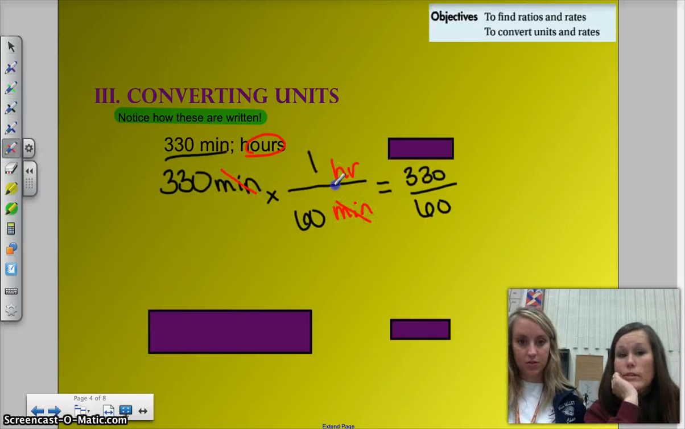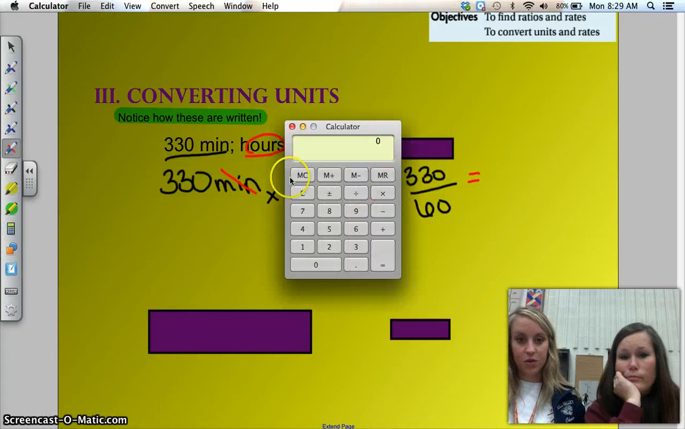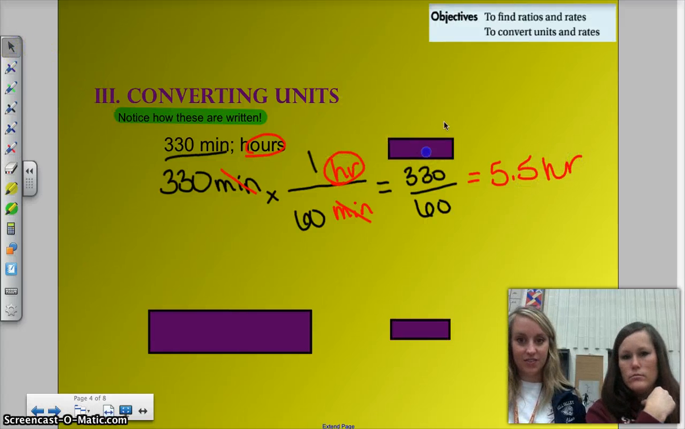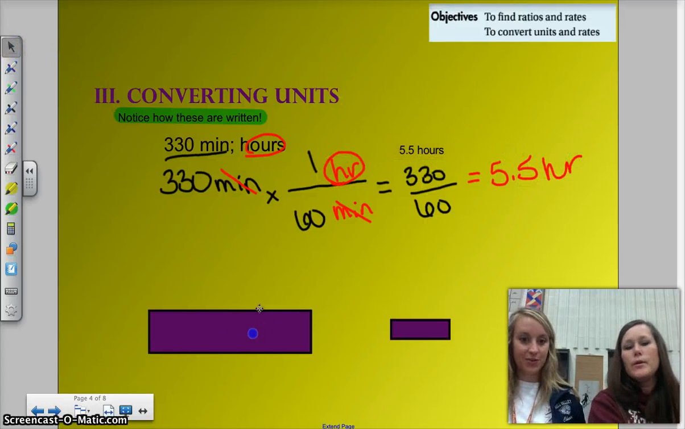Cancel those labels. You're left with hours. So we are looking for that conversion factor, guys, which is showing your work. You have to show that. 5.5. 5.5 what, Rich? Hours. Horas. There you go. Okay, next one.